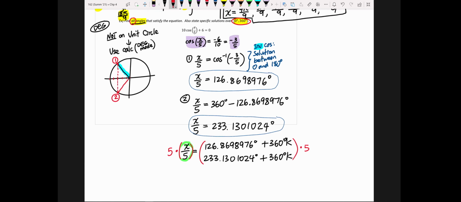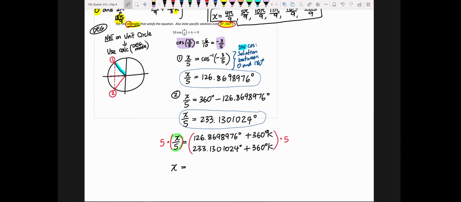Yes, so this comes after we get all solutions for x over 5. Then our added step 4 is to isolate x. Now it does ask for all solutions to start with. And then later on, we want specified solutions. But for all solutions, since this is a final answer, we can round at this point.